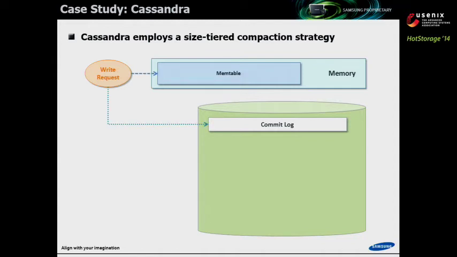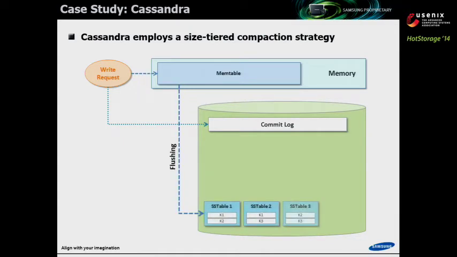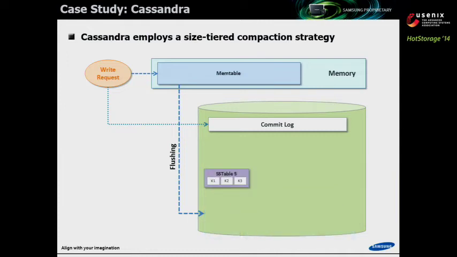Whenever data is inserted, data is written to the commit log and in memory as a memtable. If the memtable accumulates to a certain size, it is flushed to disk as an SSTable. Since SSTables are immutable in Cassandra, they are compacted periodically into a new, larger SSTable. This compaction process reduces the space and time overhead of maintaining many SSTables.